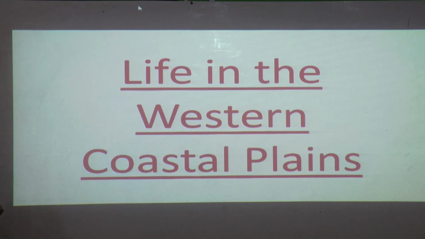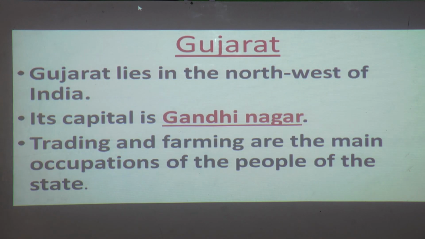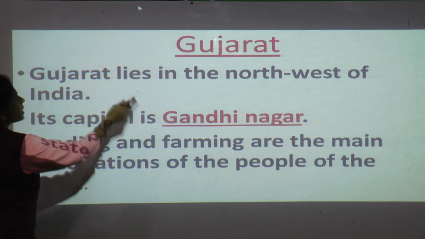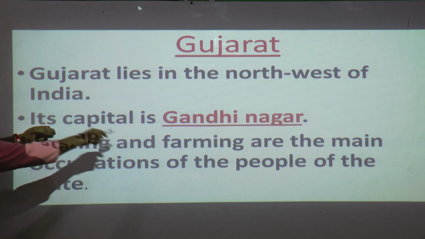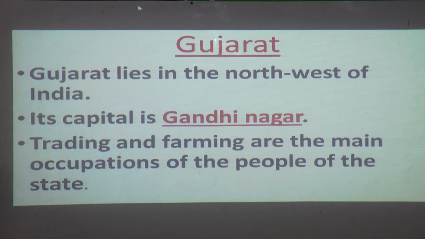Now what else have we studied? Life in the western coastal plain. In states like Gujarat. Gujarat lies in the north-west. What is the capital of Gujarat? Gandhinagar. And what is the main occupation of those people? Trading and farming are the main occupations of the Gujarat people.